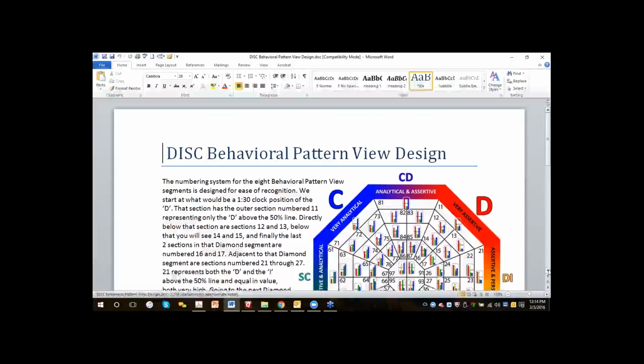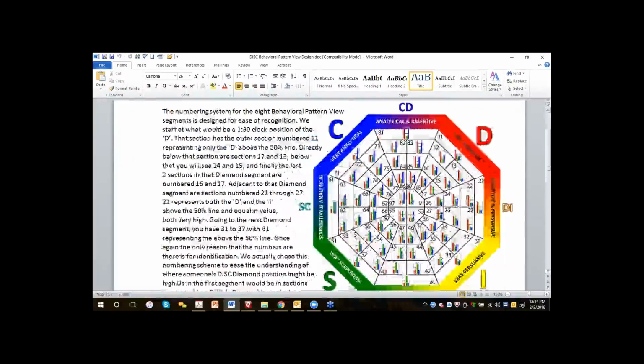Now, here I have the wheel with all the different possibilities of the four styles in here. I know it looks a little confusing, but let me just show you something really simple. This is a pure D right here, a pure C, so pure D, pure I, pure S, pure C, and you'll notice the pure D only has the D above the midline. The pure I, only the I, the S, the C, same thing. Now, if it's in the middle, that's 11, 31, 51, 71.